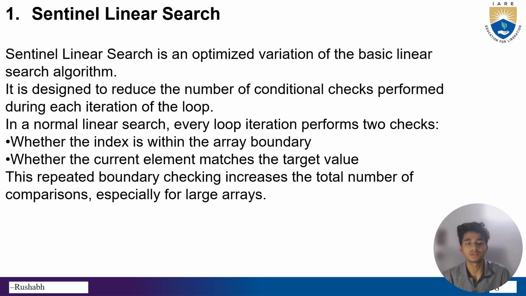Sentinel linear search. Sentinel linear search is an optimized variation of the basic linear search algorithm. It is designed to reduce the number of conditional checks performed during each iteration of the loop. In a normal linear search, every iteration performs two checks: whether the index is within the array boundary, and whether the current element matches the target value. This repeated boundary checking increases the total number of comparisons, especially for large arrays.